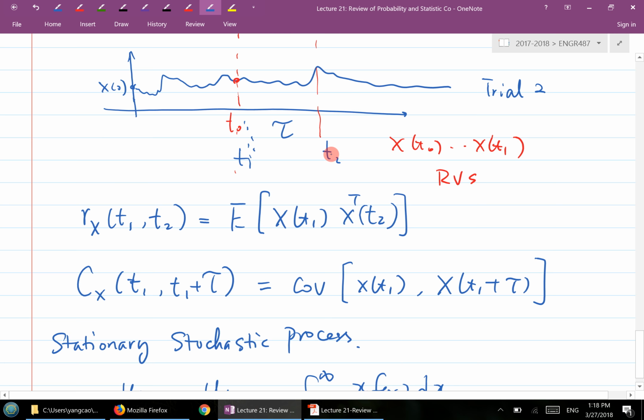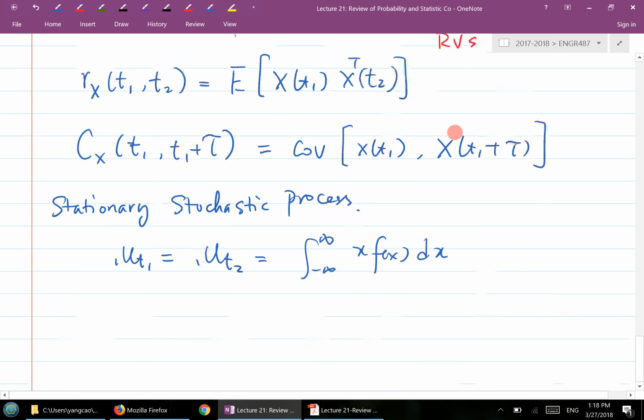Is that the same as white noise stationary? That's right. Yeah, the white noise is basically a stationary stochastic process. Yes. Okay. So, same thing.